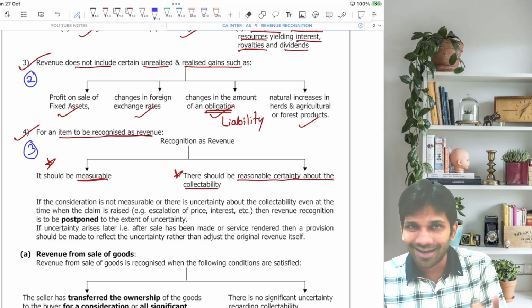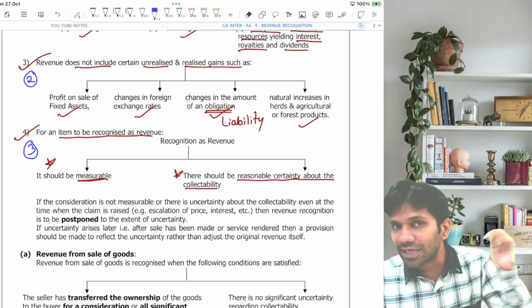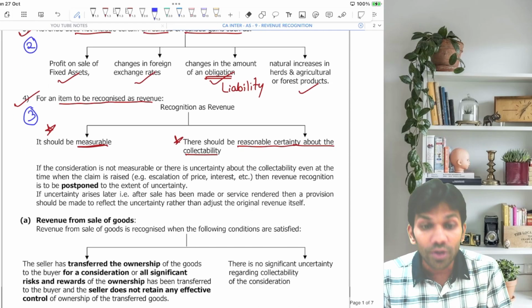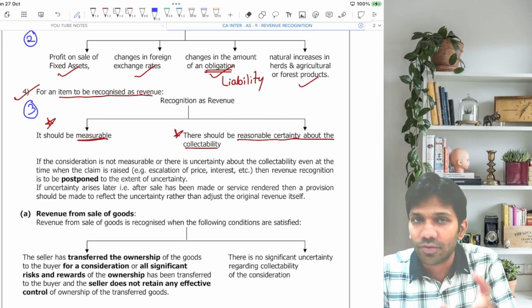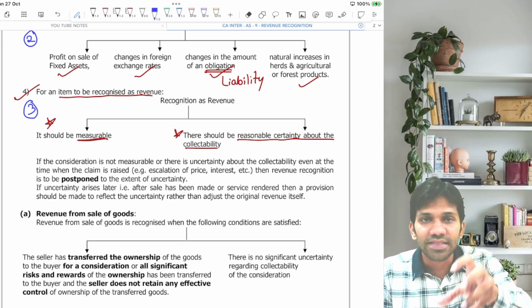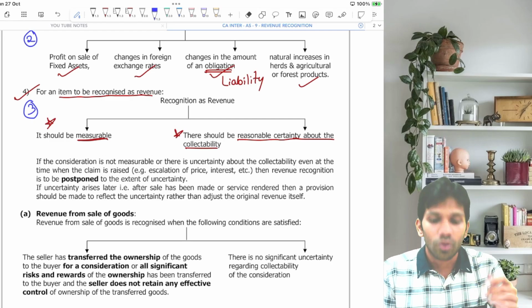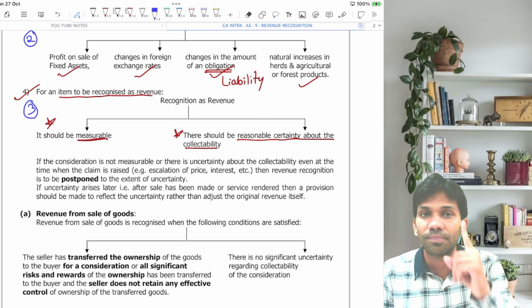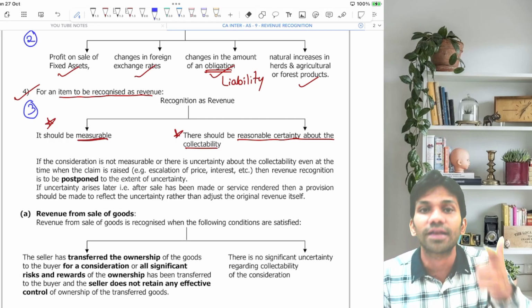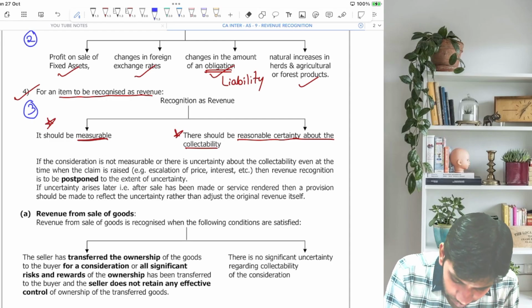So we discussed AS-9 is not applicable to whom. We discussed what is revenue. We discussed what is not included in revenue. And now we are going to decide which items should be classified as revenue. So for an item to be recognized as revenue, very important, it should be measurable and there should be reasonable certainty regarding its collection. Let's go ahead.